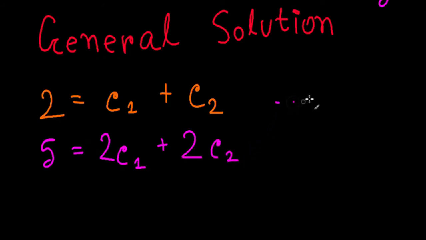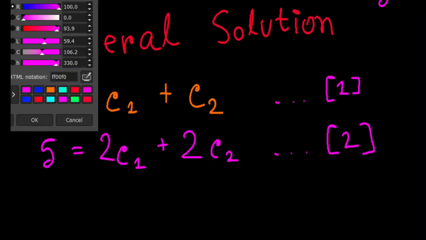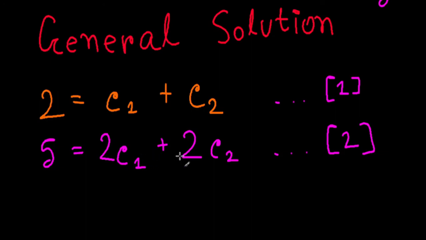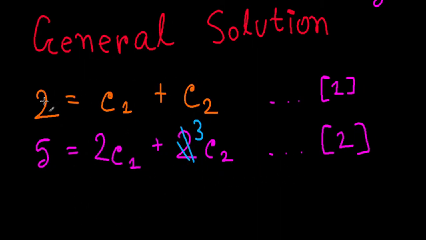I'll call this equation 1, and I'll call this equation 2. We could do this by hand, or we could use the calculator to solve this. Let's for now just do this by hand. Why did I write 2 here? It's 3. Okay. So let's use elimination. Equation 1, if you multiply all sides by 2, you'll have 4 here, 2c1 here, 2c2 here. Subtract your equation 1 from your equation 2.